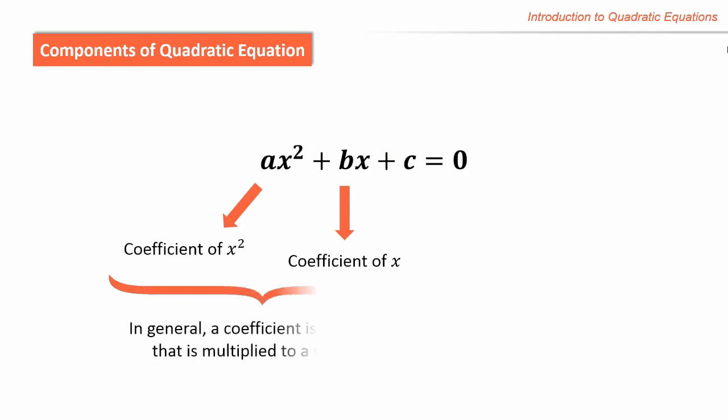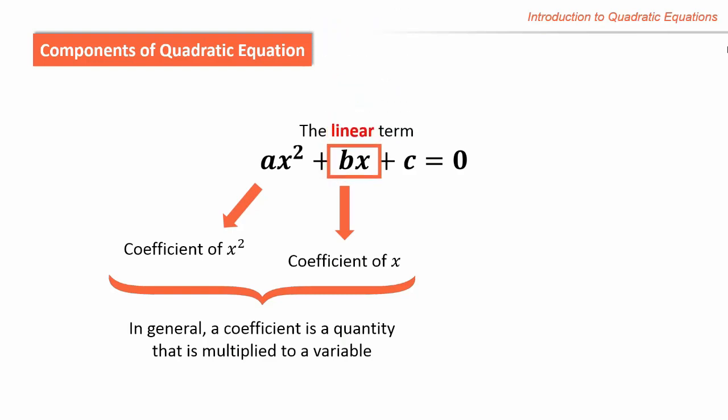In general, a coefficient is a quantity that is multiplied to a variable. Together, b and x are called the linear term in the quadratic equation. The last term c is called a constant because it has a fixed value. That is fairly straightforward, isn't it?